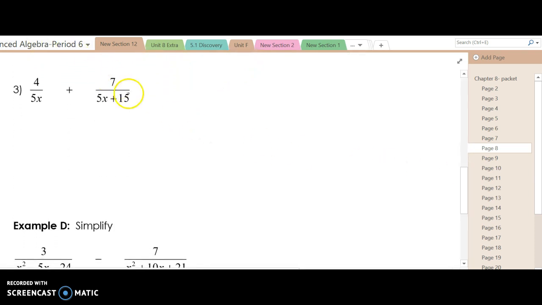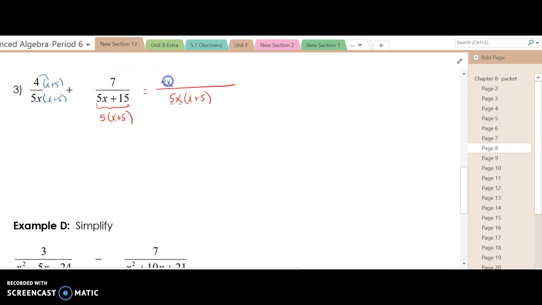Number 3. If I look here, I have 5x, so I know I'm going to make 5x my part of my common denominator. Here, I'm going to factor the GCF out. Okay. Now, this here, I already have the 5 part of my common denominator. Now I need the x plus 5. So what do I have to multiply this by? I have the 5, I have the x, I'm missing the x plus 5. So I'm going to multiply numerator and denominator by x plus 5.